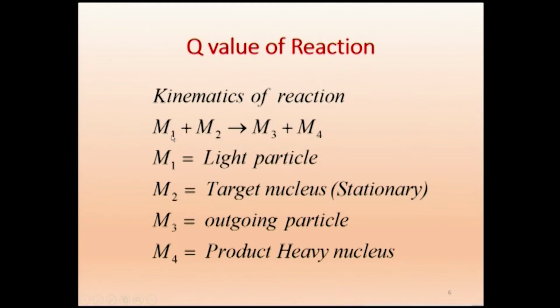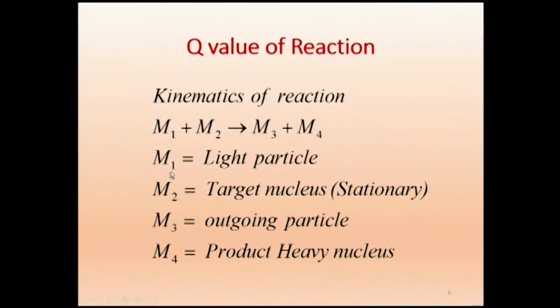So M1 plus M2 becomes M3 plus M4. This is one nucleus, another nucleus becomes some other nucleus plus some other nucleus. So we are talking about the M1 here. We are just writing M1 as the light particle. For example, a neutron is bombarding a uranium target. So the light particle is neutron, the heavier particle is uranium. So here we are considering M1 as the light particle which is travelling, and M2 is the target nucleus, it's stationary. So one of them will be stationary and the smaller particle will be travelling. So the target nucleus, you write as M2, that is a stationary nucleus.